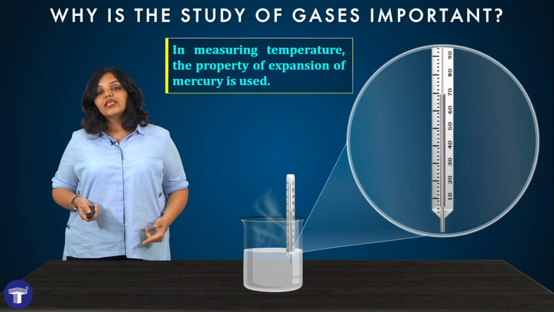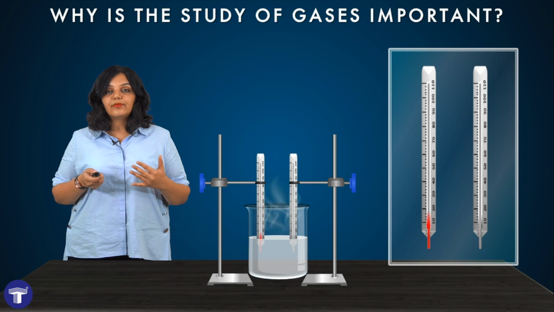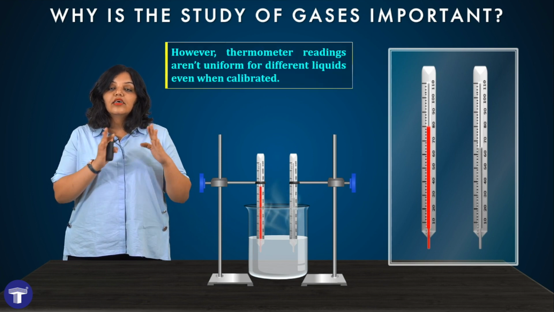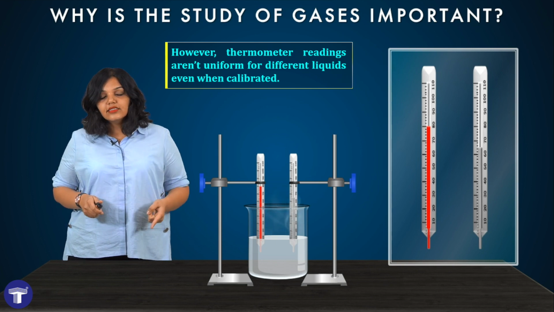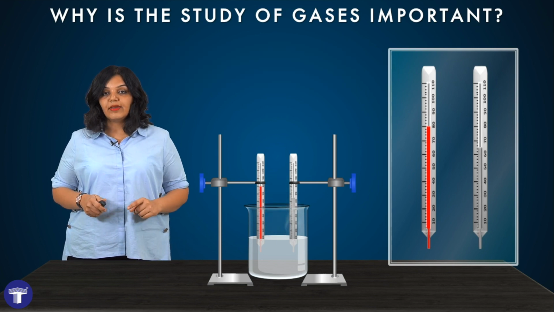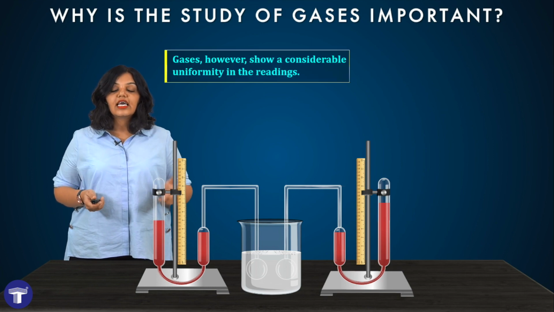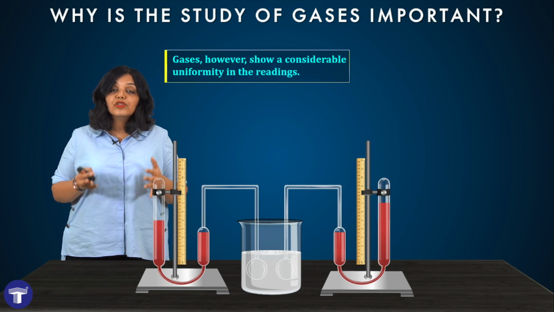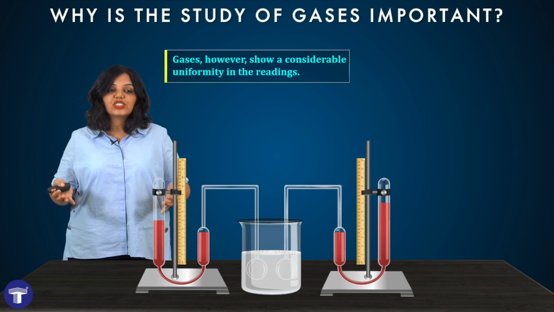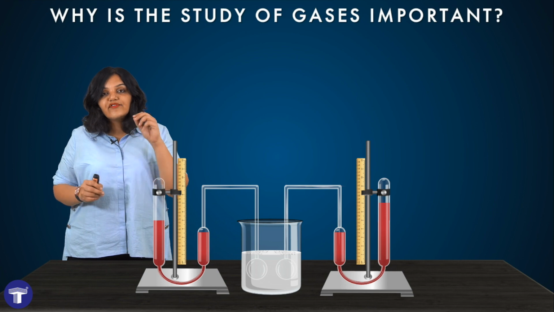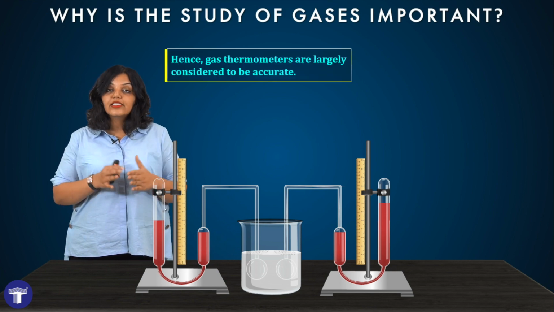However, we also saw that if thermometers are made of different liquids, then even if they were properly calibrated, the readings were not uniform for different liquids. And then a very important observation was made: the same problem was not prominent in the case of gas thermometers. Gases showed a considerable uniformity in the readings, which means that even if I took gas thermometers which had two different gases, then if they were properly calibrated, their readings were largely accurate and uniform.